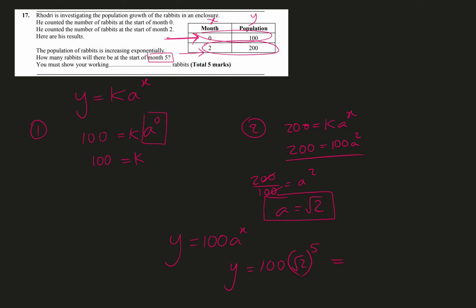and you get 565.68. And in this case, you can just round it to 565 because you can't have 0.6 of a rabbit. Okay, so the key thing to remember here is because it tells you it's exponential, then this has to be the curve, the equation.